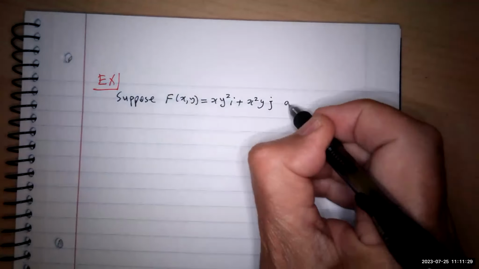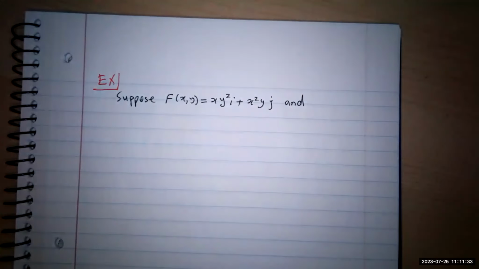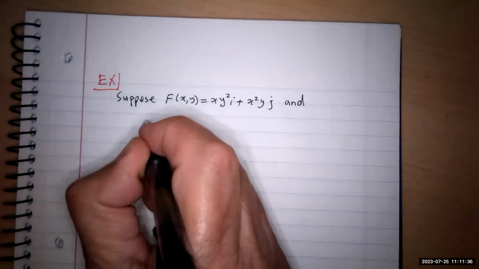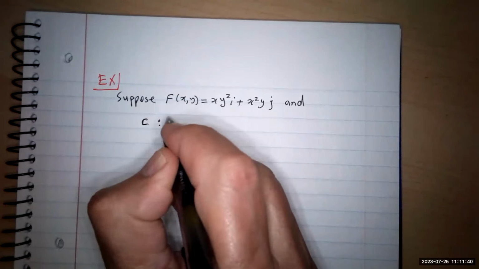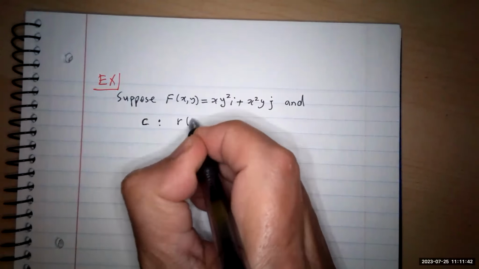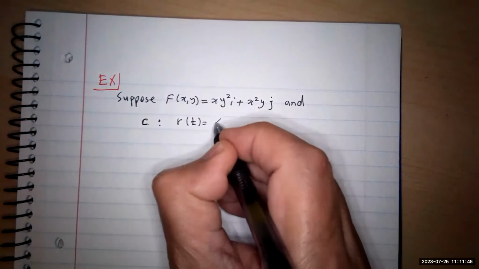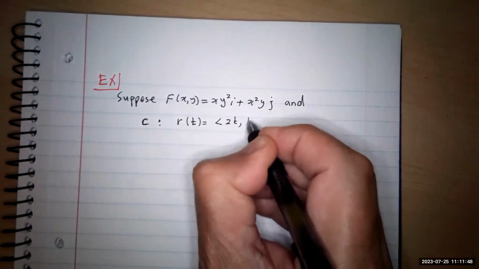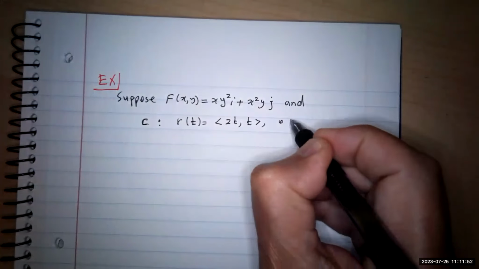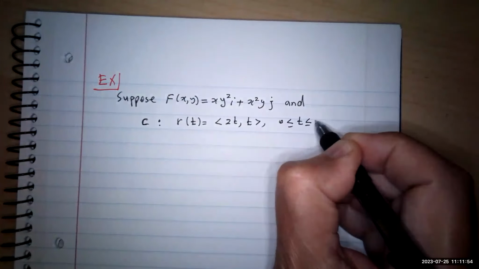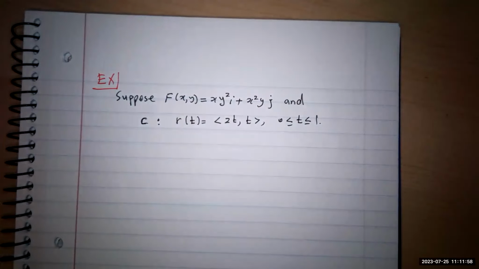And you have a curve. The curve C is given by this equation. The equation is r of t is equal to, they give it in parametric form, 2t, t, and t is between 0 and 1. So this information is given.